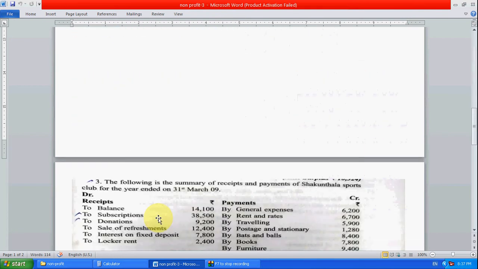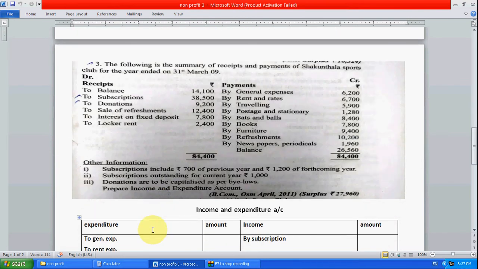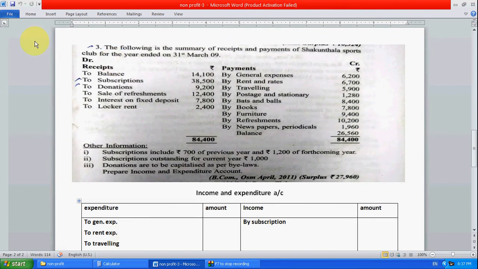So let's see how to solve non-profit organization questions. Here is the question. The following is the summary of receipts and payments of Shakuntala Sports Club for the year ended 31st March 2009. It's a sports club, so bat and ball are the equipment for sports, along with the ground and cleaning machines.